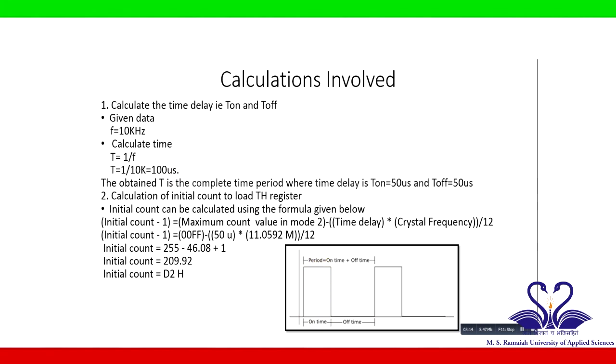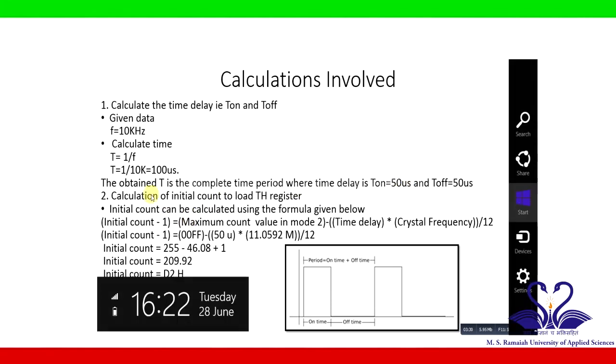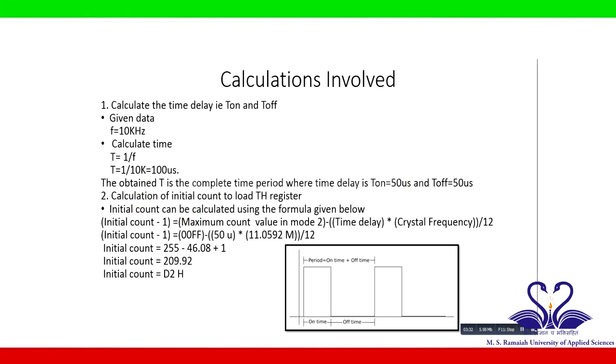Here we are generating a square wave, as you can see in this figure. So the T on time, that is the time period during which the square wave is high, will be T on and the rest of the time will be T off. Since it is a square wave, we get the T on time equal to T off time, which is 50 microseconds. Then comes the calculation of initial count value, which needs to be loaded into TH register.